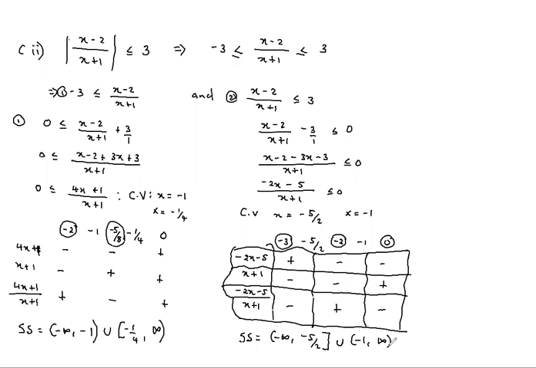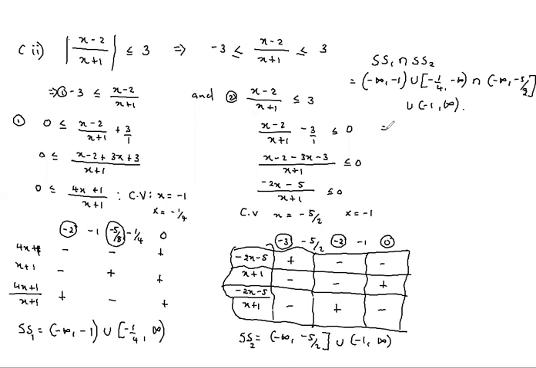Then you get the intersection. So you can call this solution set 2, and the earlier one solution set 1. Now you get solution set 1 intersection solution set 2, which is negative infinity to negative 1, union negative 1 over 4 to infinity, intersection negative infinity comma negative 5 over 2, union negative 1 comma infinity.